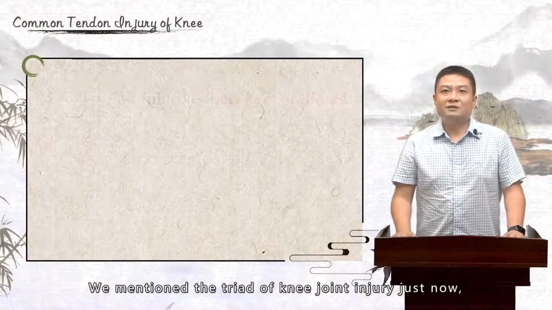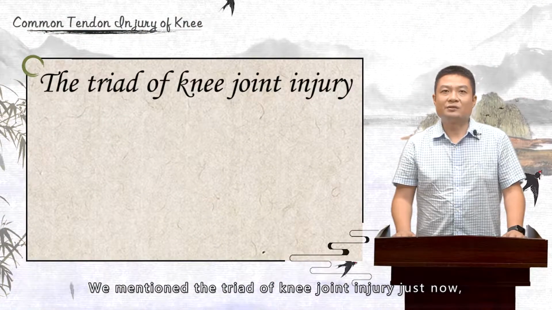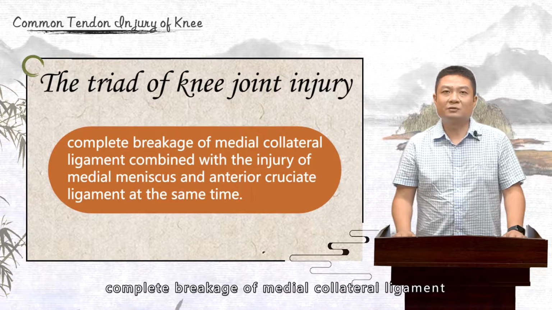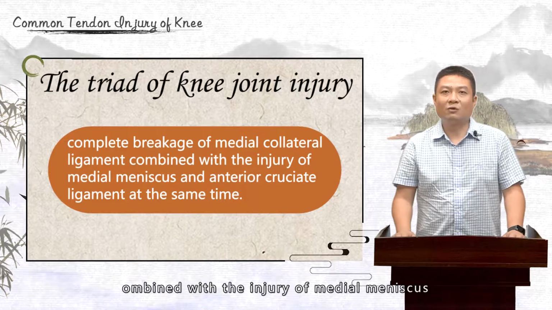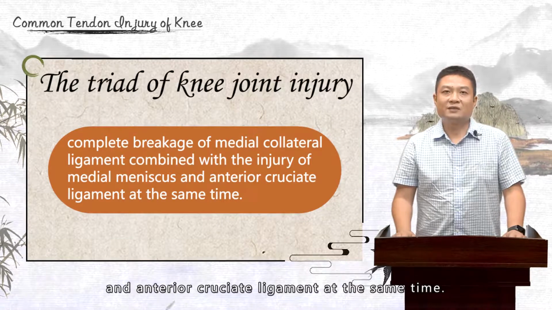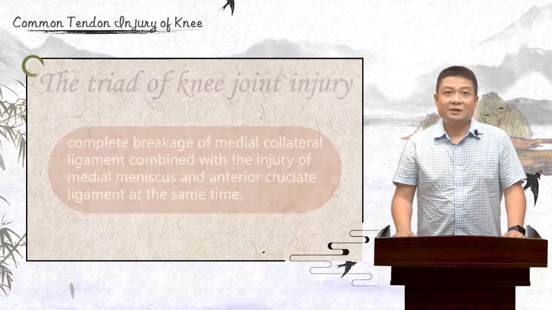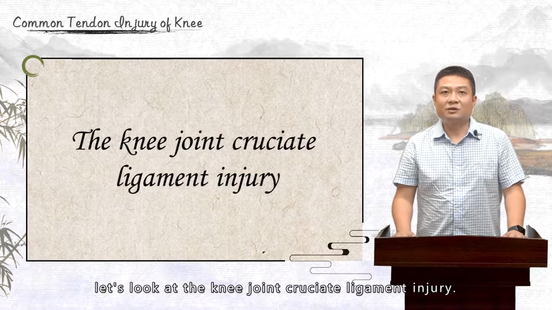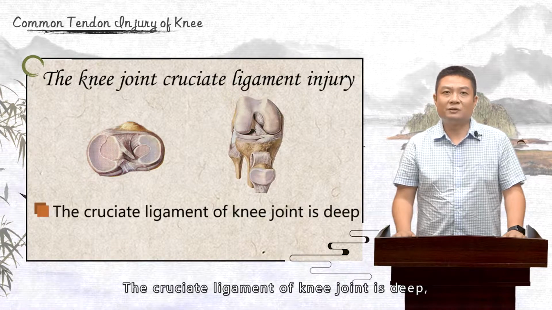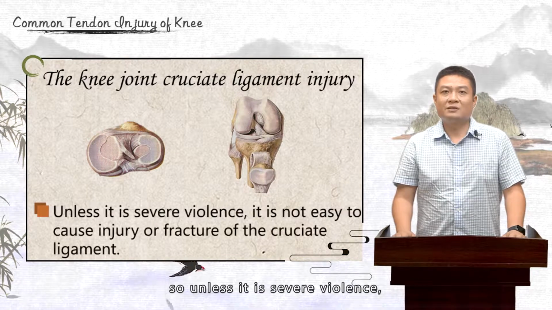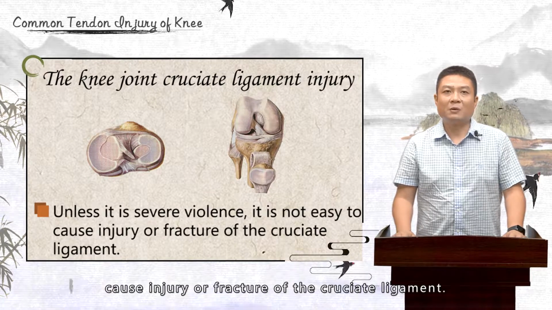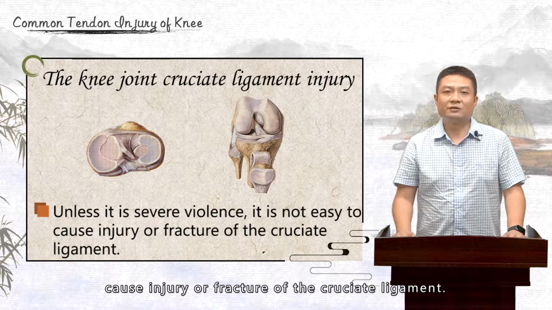We mentioned the triad of knee joint injury just now. That is complete breakage of the medial collateral ligament, combined with injury of the medial meniscus and anterior cruciate ligament at the same time. Next, let's look at knee joint cruciate ligament injury. The cruciate ligament of the knee joint is deep, so unless it is severely violent, it is not easy to cause injury or fracture of the cruciate ligament.